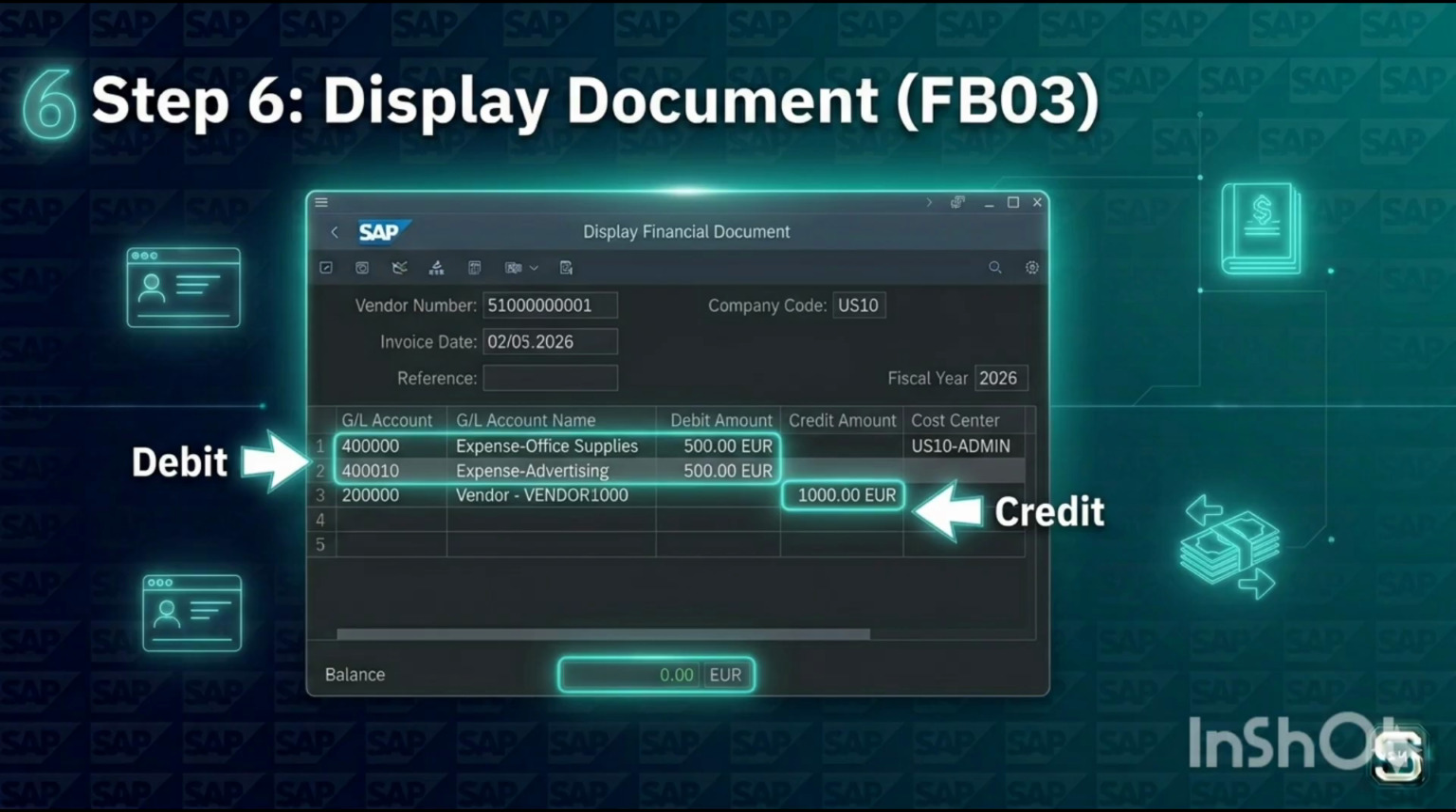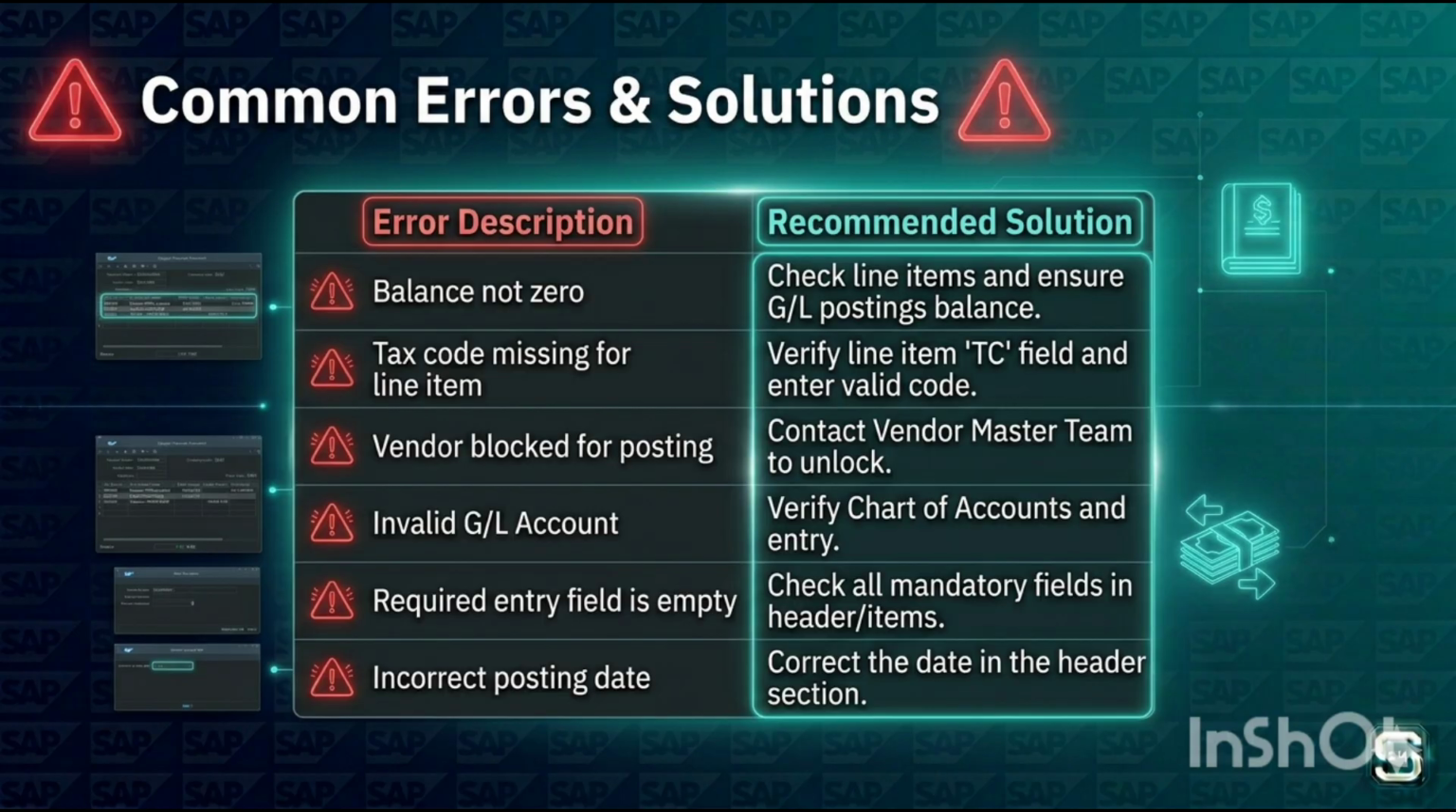You can also check the vendor line item display using FBL1N. Always verify the posted document matches your original invoice. This practice ensures data integrity. So this is about the display of the document that you previously posted. The document is reviewed using the transaction FB03. In this document all the details are shown. You can see the credit value and just recheck what is being done.